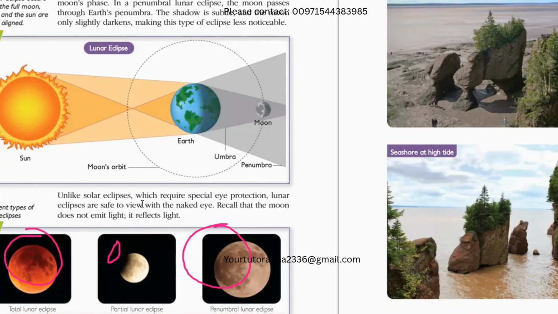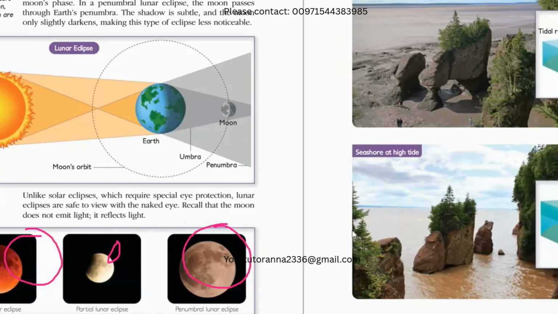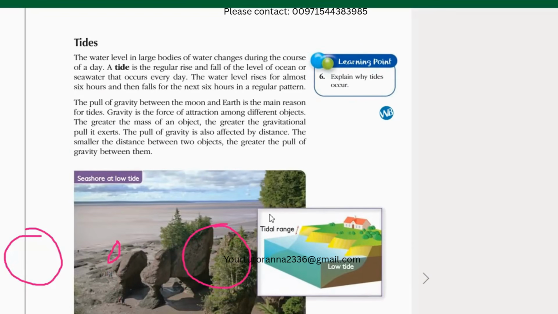So unlike solar eclipses, you do not need special eye protection for lunar eclipses. Let's go to the tides. The tides actually are dependent on the moon and the Earth. So whenever you have a tide, there is the moon, Earth, and the sun, but the sun does play a role, though not a very strong one in this.